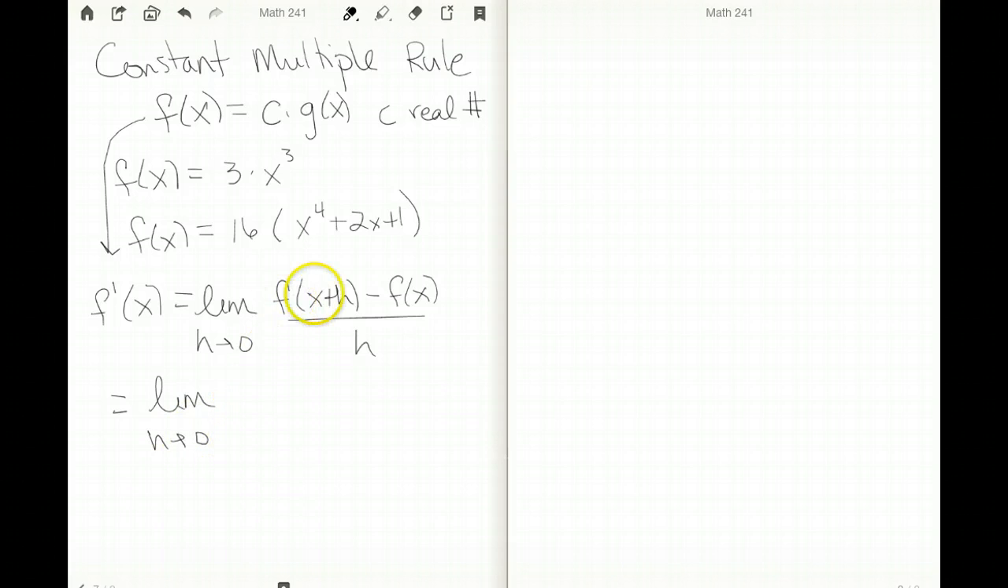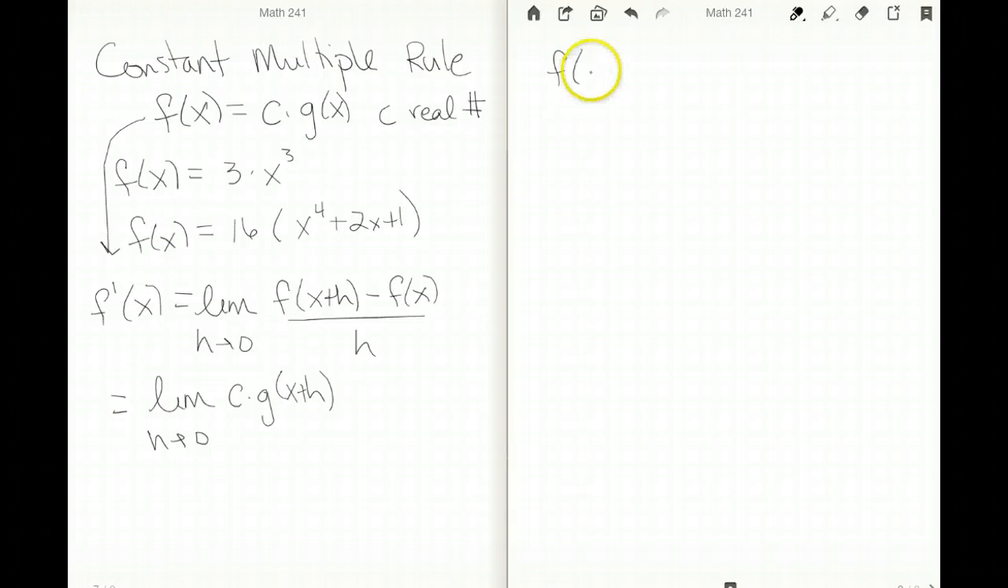What is f of x plus h? Well, remember, we're just asking to make the input x plus h. If f of x is defined to be c times g of x, then that means f of x plus h is just c times g of x plus h, because that's how this is defined. If I were to write what is f of happy face, I'd take this definition here and do c times g of happy face. And that's the same exact thing I'm doing here.